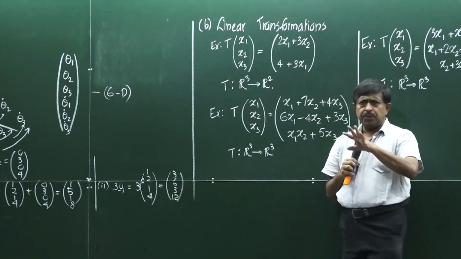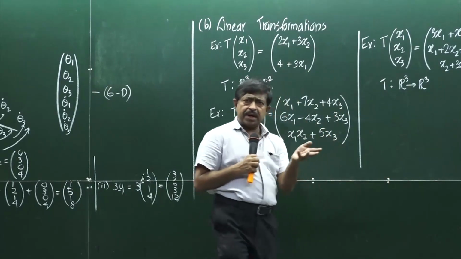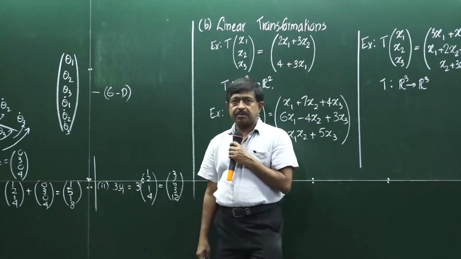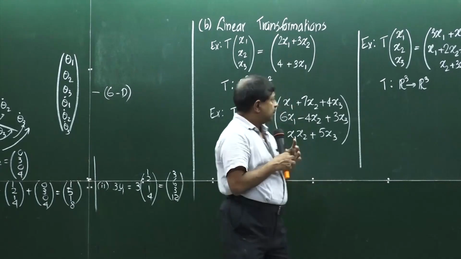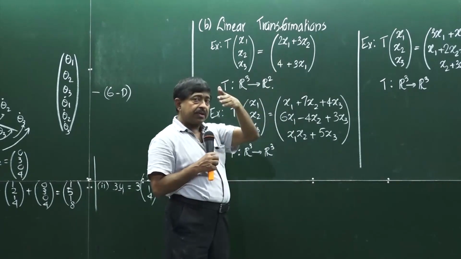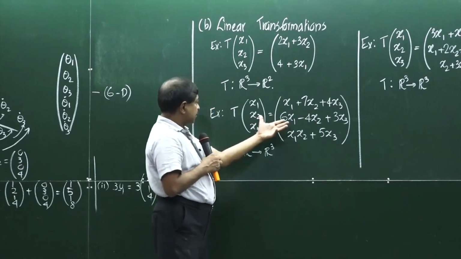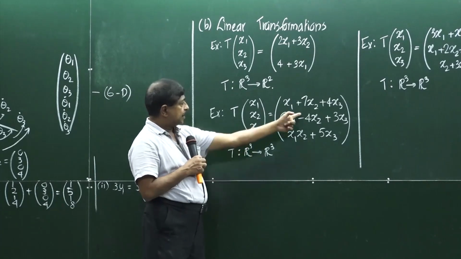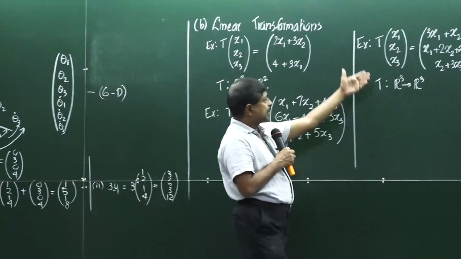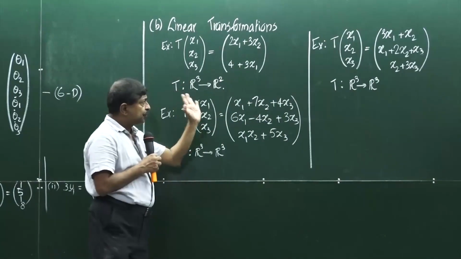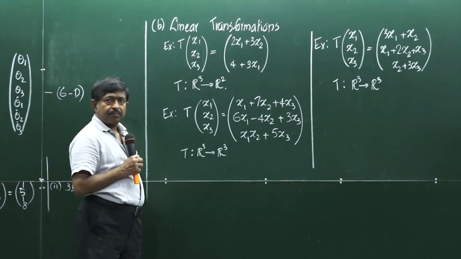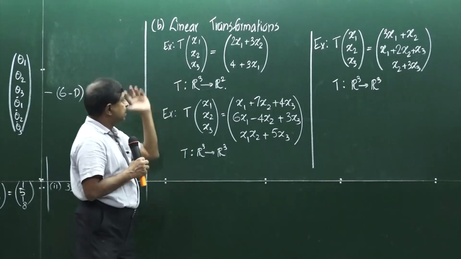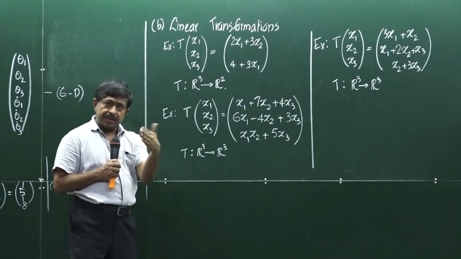Linear means it should go hand in hand with the 2 basic operations that I explained here: addition and scalar multiplication. Anyway, just by looking at this, you can say whether it's linear or not. Now there's another one. It takes any vector in R3 to another vector in R3. Here it is again the same. But which of them are linear? Just by looking at a transformation, you can say whether it's linear or not.